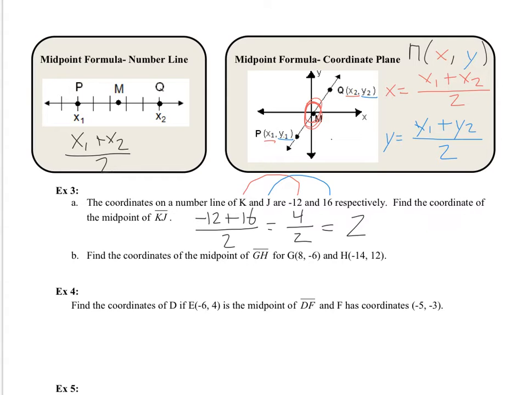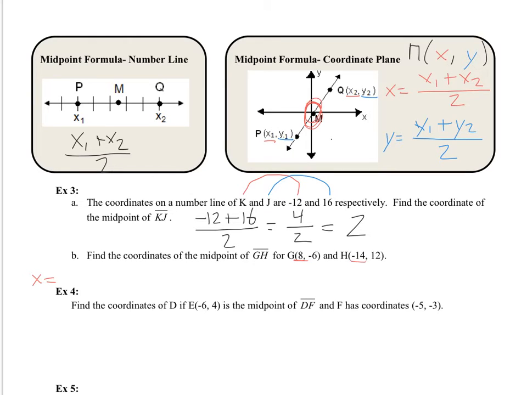Now in B, it tells us to find the coordinates of the midpoint of segment GH, for G being a point at (8, -6), and H is (-14, 12). So now we are going to be using the coordinate plane and our answer is going to be given as a point. So the first part that we need to find is the x value. We need to find the midpoint for the x values. So remember, x values are always the first part of your coordinate.